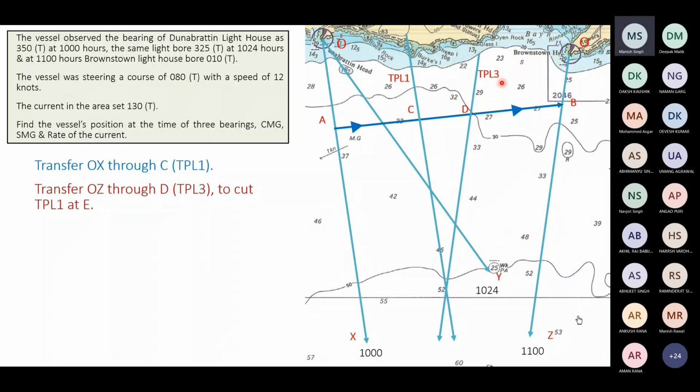Once you have these two lines plotted on the chart, you will see that these lines intersect at a particular point. As you can see, these lines are intersecting at this particular point here on the chart. Let's name this point as E, echo point. So we have this echo point identified on the chart where TPL1 and TPL3 are intersecting.